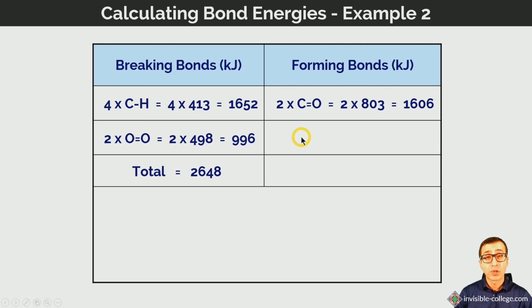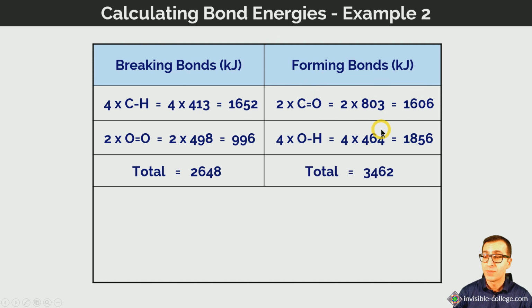Now, each mole of water molecules contains 2 moles of oxygen to hydrogen single bonds, and therefore the total energy released when we form all of those bonds is going to be 4 times the value for oxygen to hydrogen bonds. This gives us a total energy release for that of 1,856, which means the total amount of energy released when we form the new chemical bonds to make our products will be 3,462 kilojoules.